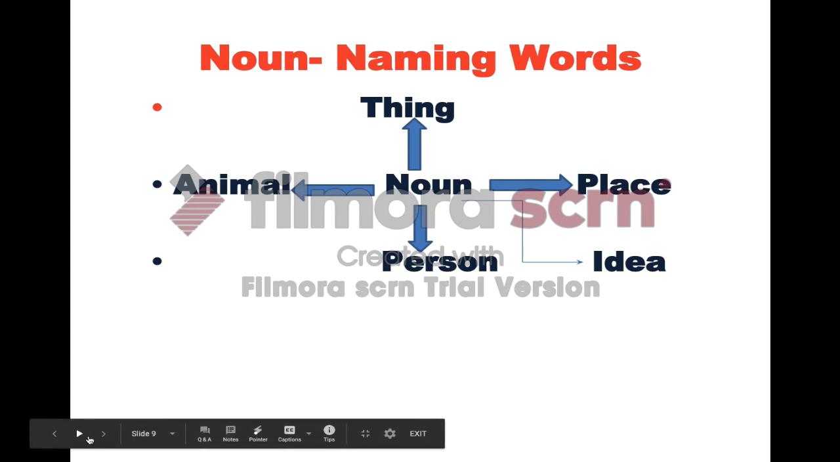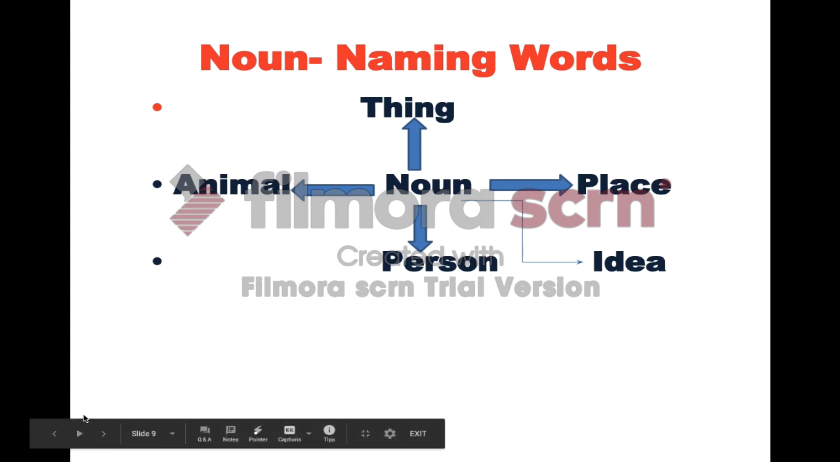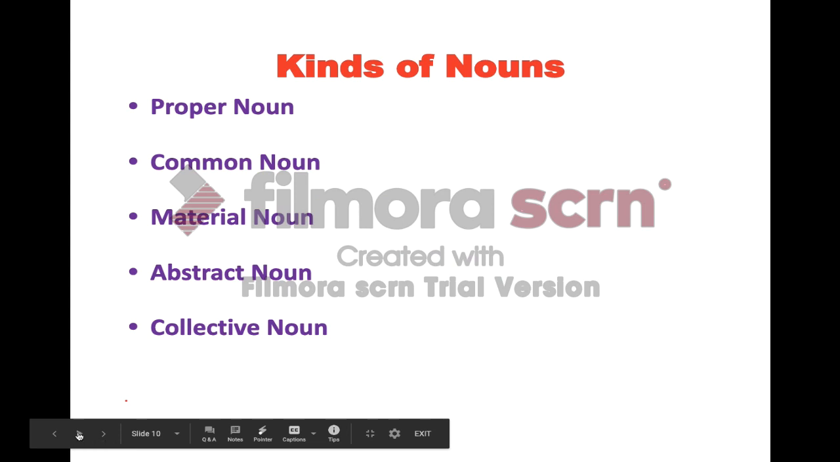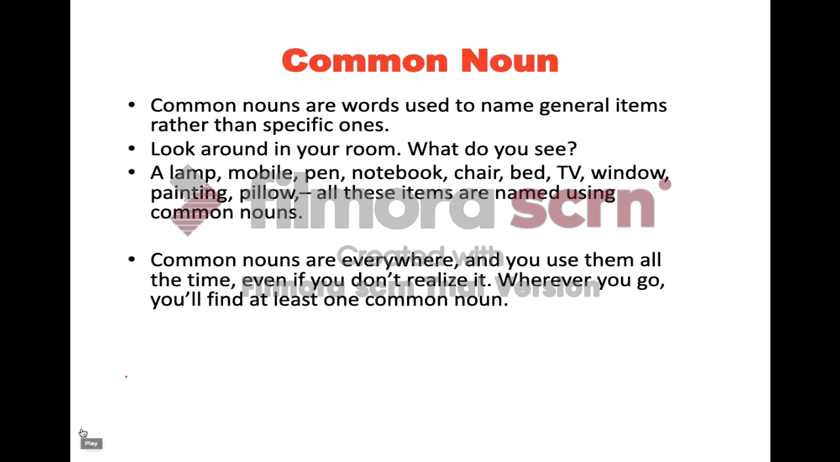Now, noun. What is a noun? Nouns are also called naming words. It tells the name of a person, place, animal, thing, or an idea. There are 5 kinds of nouns: proper noun, common noun, material noun, abstract noun, and collective noun. Proper noun is the name of a person. Common nouns are the words used to name general items rather than specific ones.